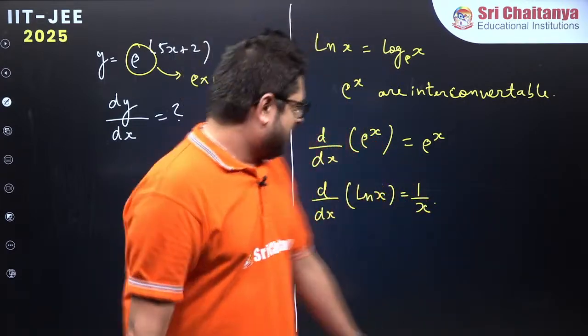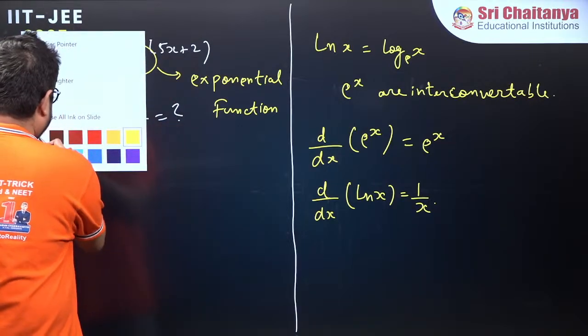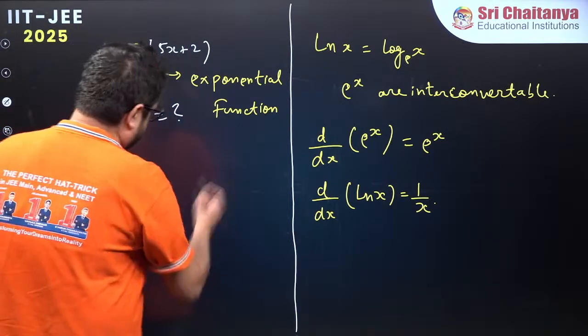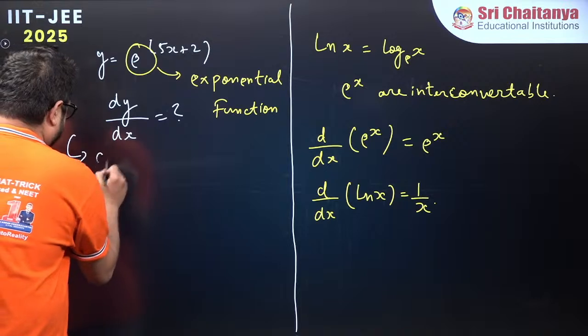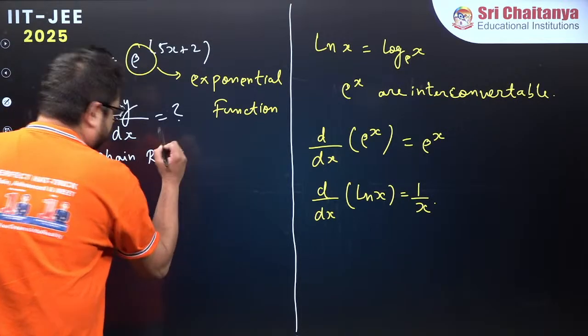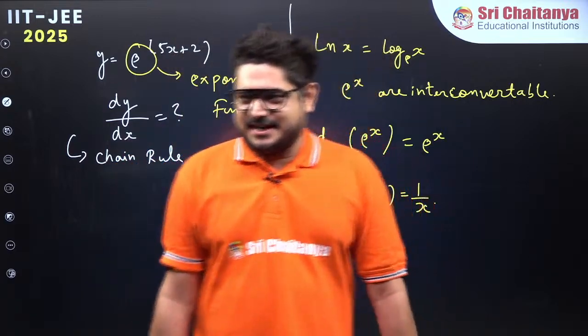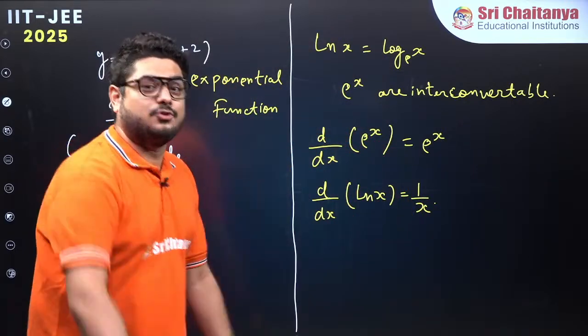Isn't it? So now let's try to solve this question. Over here you are being given e to the power 5x plus 2. What needs to be done? Obviously, if you can recall, I already mentioned something in the previous class. We need to use the chain rule over here.